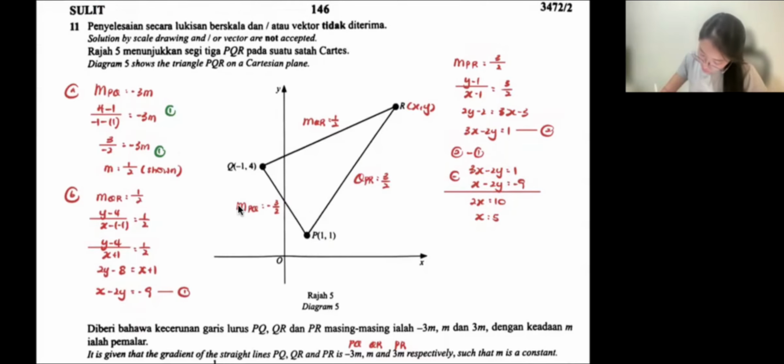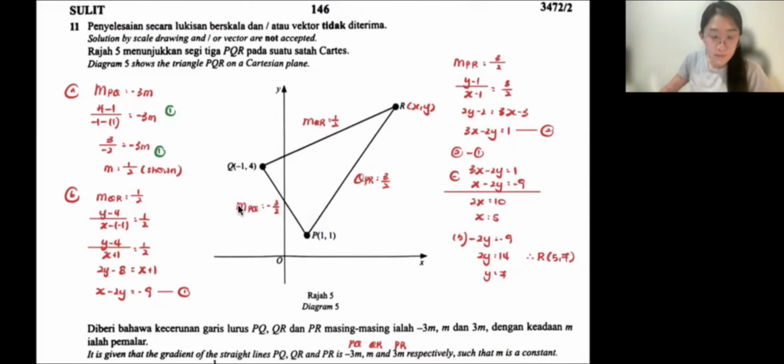Then after that, you will get your y by substituting into either equation 1 or 2. So x is 5, 5 minus 2y equals negative 9. 2y equals 14, move over. This is 7, y equals 7. Then they ask for the coordinates of R, right? So you have to write out the coordinate form to get your last mark.